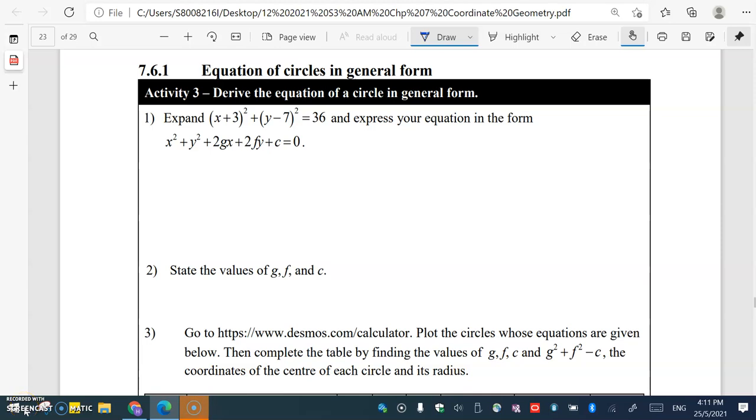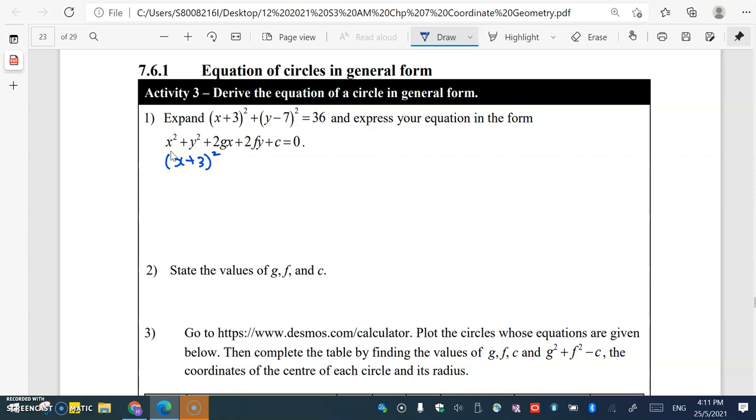In this video, let us explore the equation of circles in general form. Let's turn to page 111 of your notes. Point 1. Expand (x + 3)² + (y − 7)² = 36, and express your equation in the form x² + y² + 2gx + 2fy + c = 0. The assumption is that x and y are the variables while g, f, and c are constants, are numbers. Let's expand and see what we get.